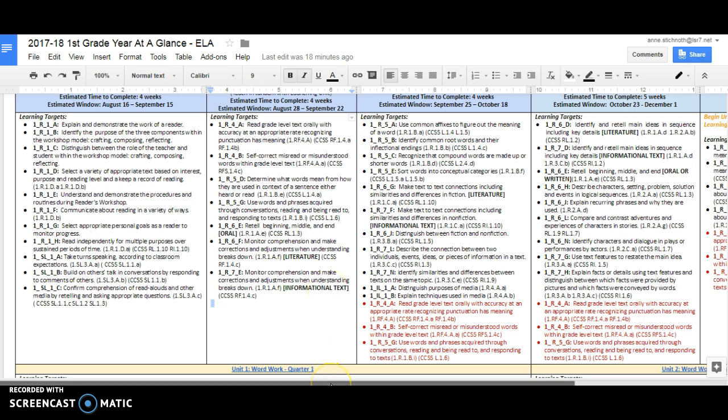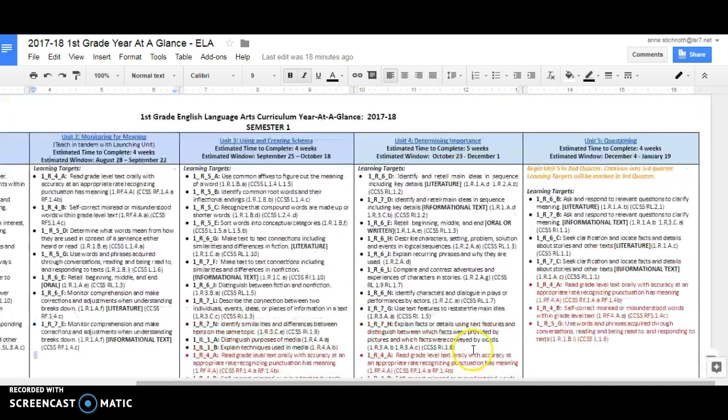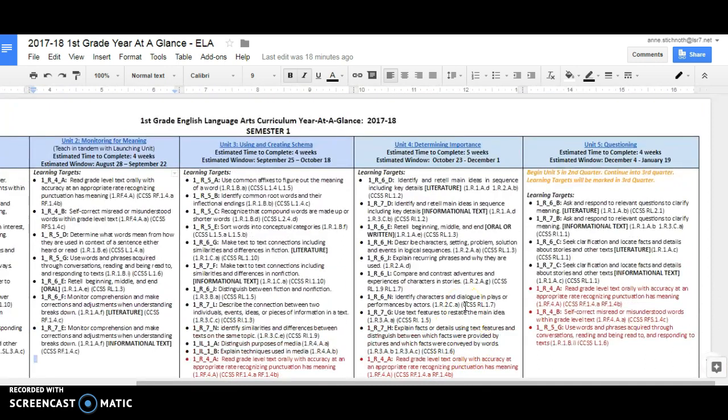Something else to make note of on the year-at-a-glance document is some grade levels have units that span between 2 quarters. In first grade, Unit 5, the questioning unit, is an example of that. The estimated window to teach that unit, or amount of time, is about 4 weeks. Most first grade teachers may be starting that unit around December 4th and will carry it over into January.